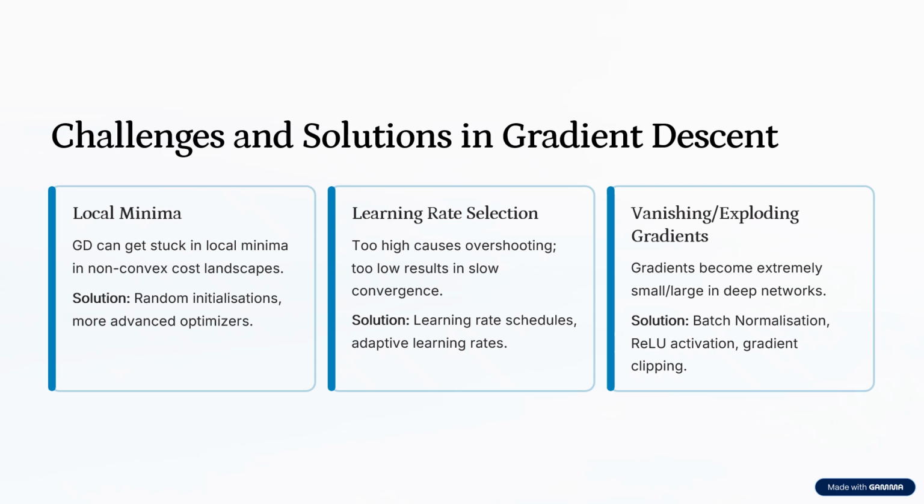And then the vanishing or exploding gradients. Gradients become extremely small or large in deep networks. So what to do? The solution is batch normalization, ReLU activation, or gradient clipping. All these are solutions to the problems of gradient descent.